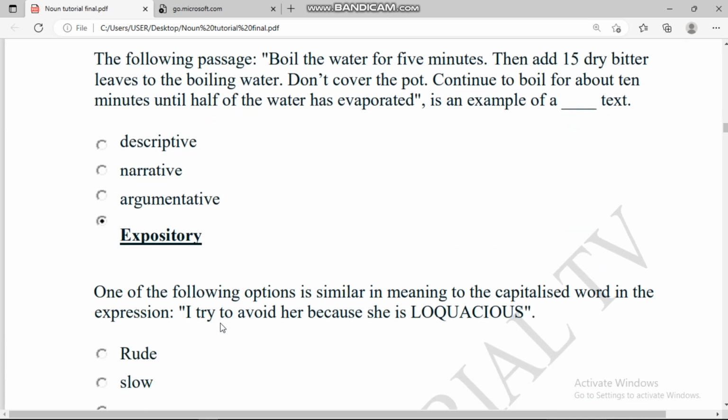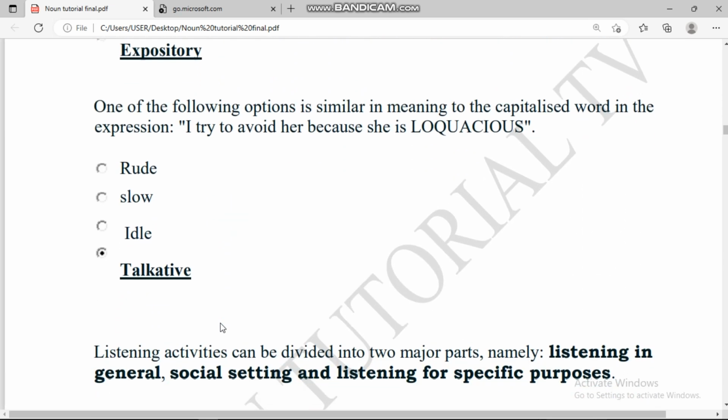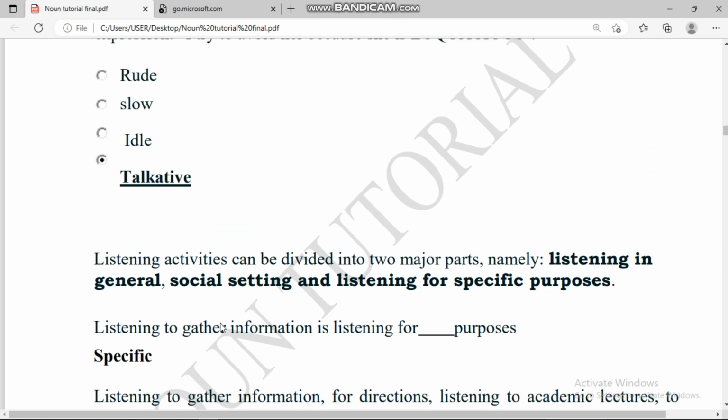Following passage: Boil the water for 5 minutes, then add 15 dry bitter leaves to the boiling water. Don't cover the pot. Continue to boil for about 10 minutes until half of the water has evaporated. This is an example of a dash text. Expository. One of the following options is similar in meaning to the capitalized word. Loquacious. Loquacious is similar in meaning to talkative.